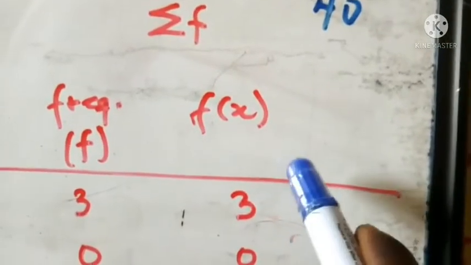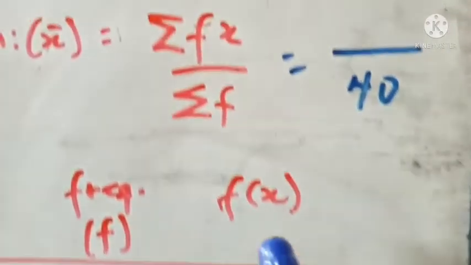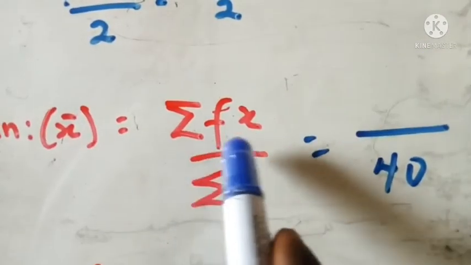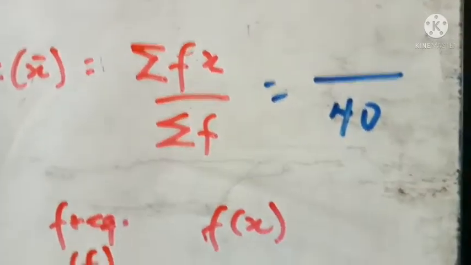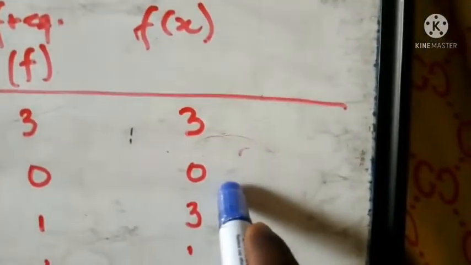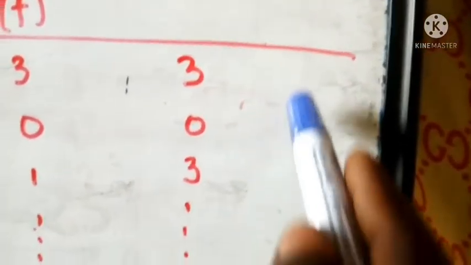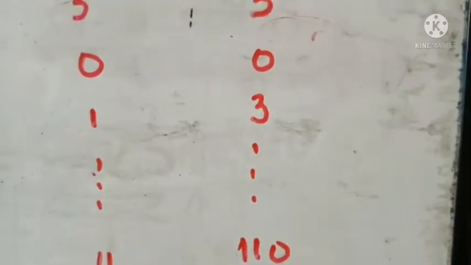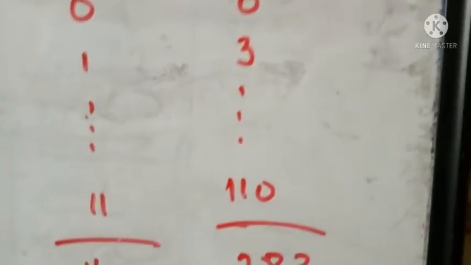So you have to add everything, right? You are adding the fx. That's what the formula says. The summation of all the fx. You should add the fx. So this is one fx, this is another fx. So we are going to add all. After adding, then you get something like 283.